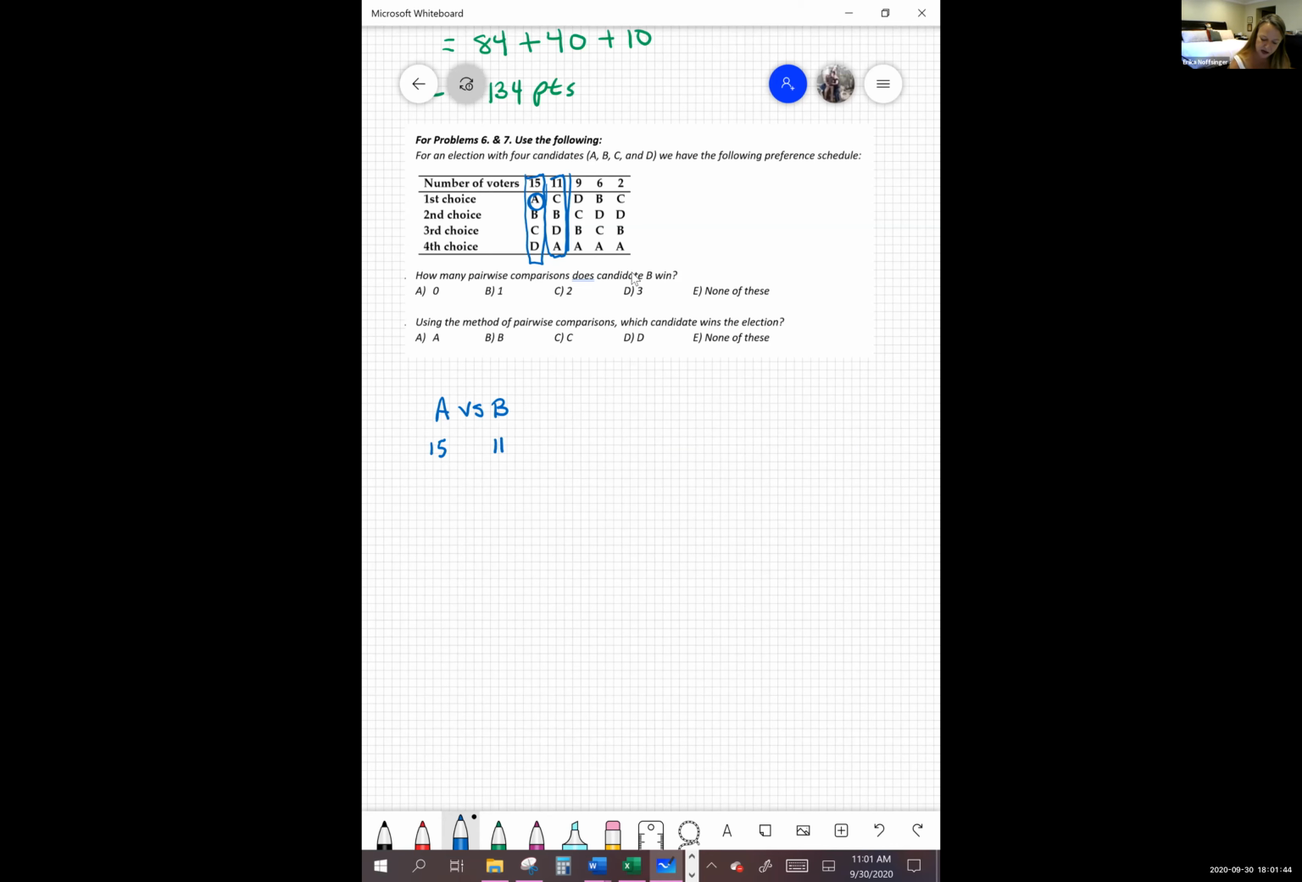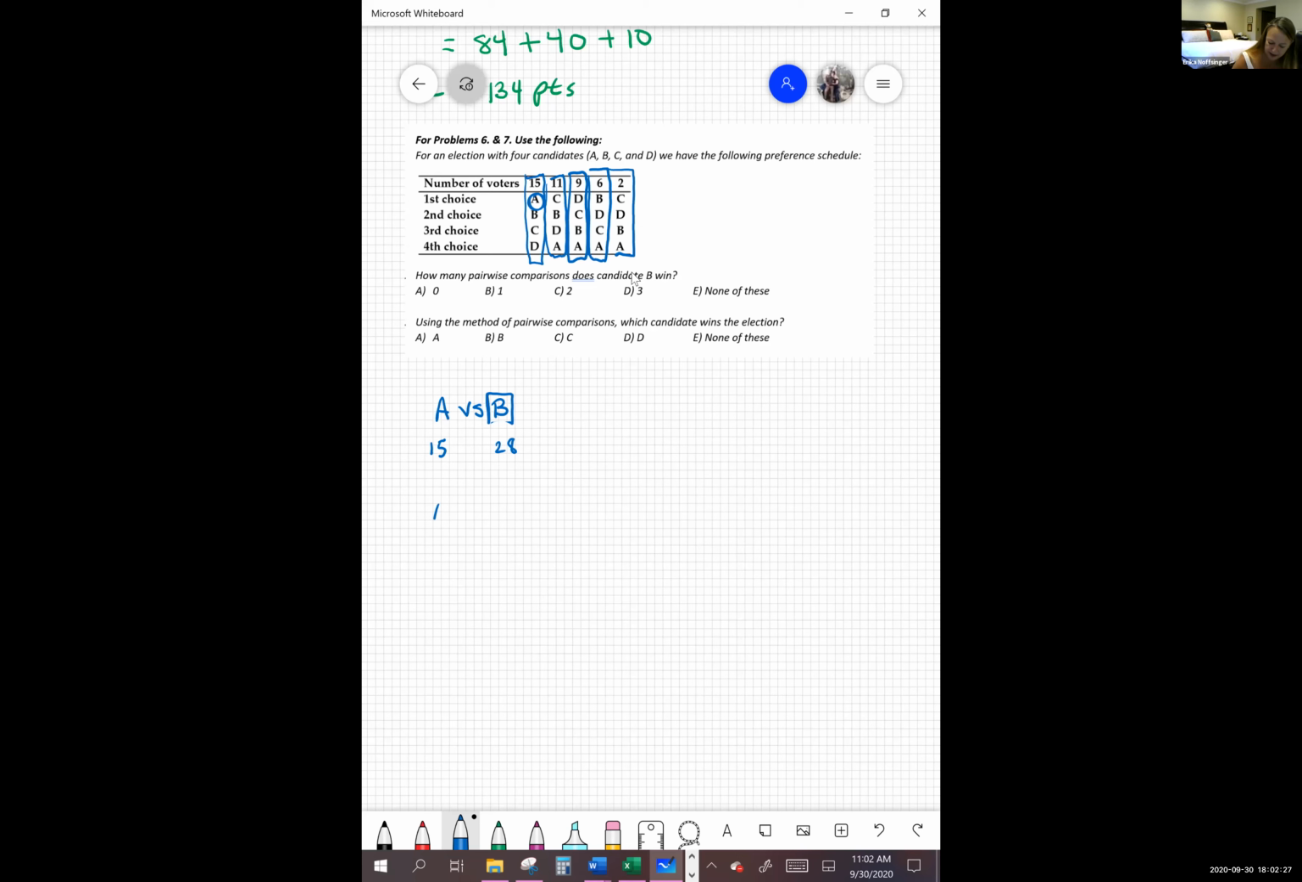And then the third column, if I look at the column who ranks before the other, B is before A, so they get 9 votes. The fourth column, B is before A, so they get 6 votes. And the last column, B is before A, and they got 2 votes. So it looks like out of all those, B got the majority. B is the winner of that pairwise comparison. They got 28 votes, where A got 15.